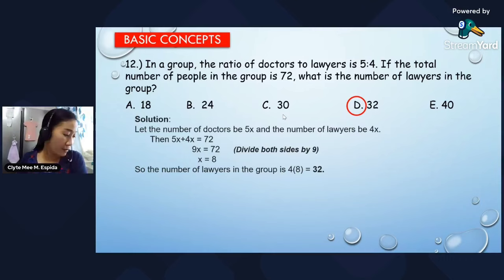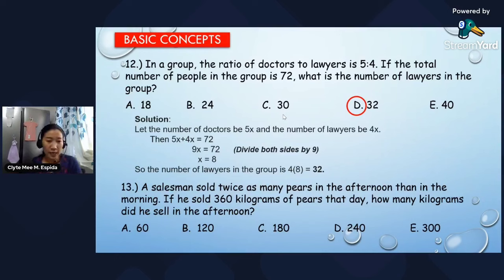Okay. Let's have number 13. Ito, padali ito. Kahit hindi mo isolve, pag naintindihan mo yung problem, meron kang sagot. Okay, let's have number 13. A salesman sold twice as many pears in the afternoon than in the morning. If he sold 360 kilograms of pears that day, how many kilograms did he sell in the afternoon? Okay, so please comment down your answers.